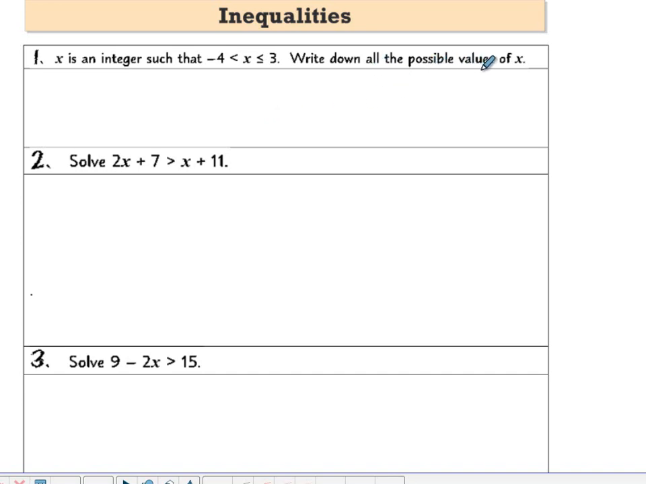Write down all the possible values of x. X is between -4 and 3, excluding -4, including 3. So it will be 3, 2, 1, 0, -1, -2, -3. And in this case, it's probably easier if you go from this direction.